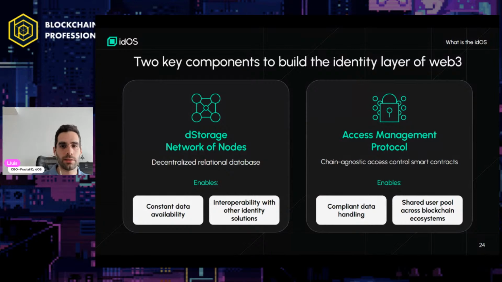More specifically, what's the idOS? If we talk about components, it is a decentralized storage network of nodes. So think of any decentralized storage network like Storj or Filecoin or Arweave, but in this case, one that is specifically developed for identity data management, that has constant data availability, that takes a big point into encryption and privacy, that makes sure that it works with our identity solutions. And second, an access management protocol, which is a chain agnostic access control smart contracts, which enables this compliant data handling, and at the same time to have a verified user pool that lives across different blockchain ecosystems.